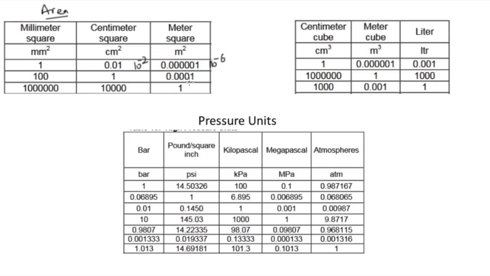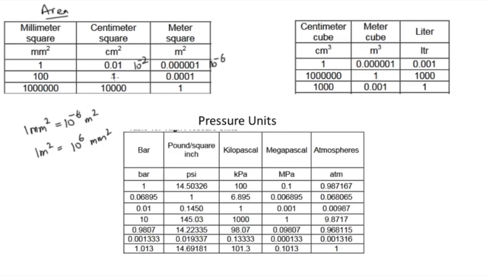And the other thing is the same: if you are coming from 1 millimeter square and converting it into meter square, that will be 10 to the power minus 6 meter square, and if you want to convert meter square into millimeter square, at that time it will be 10 to the power 6 millimeter square. Okay, so when you are going from a bigger unit to a smaller unit, you just have to change the sign of the power of your 10.